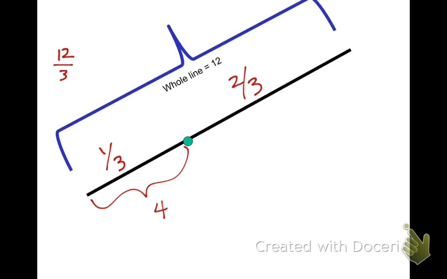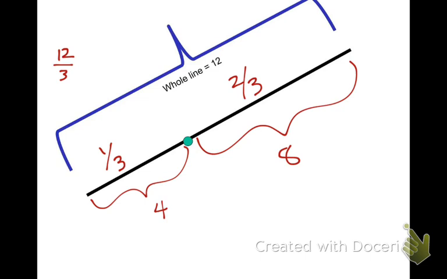Because 2/3 is double of 1/3, guess what we can do to the number 4? Multiply it by 2. We can double it. So that means the other piece will be 8. Because we found 1/3 of 12, which is 4. 1/3 times 2 is 2/3. So 4 times 2 is 8.